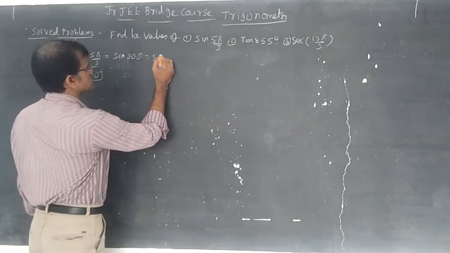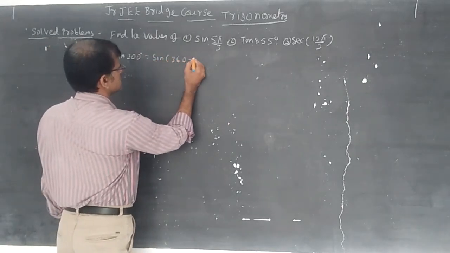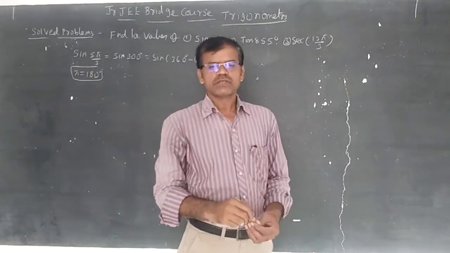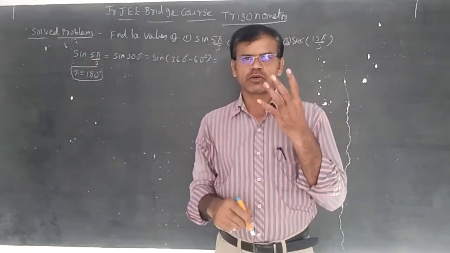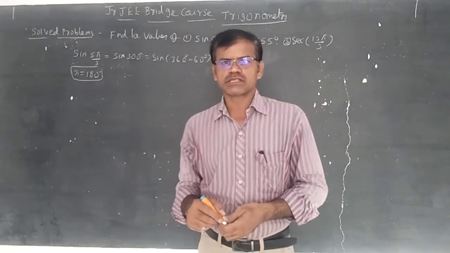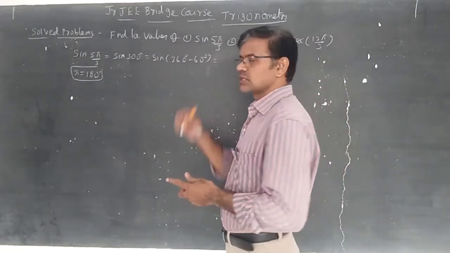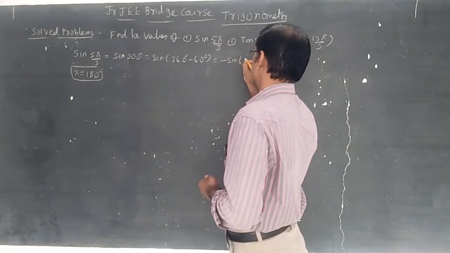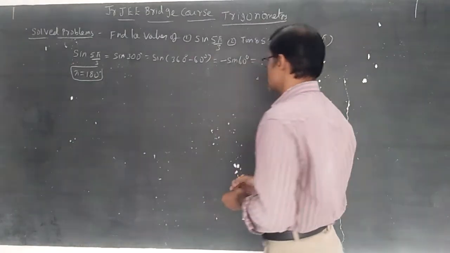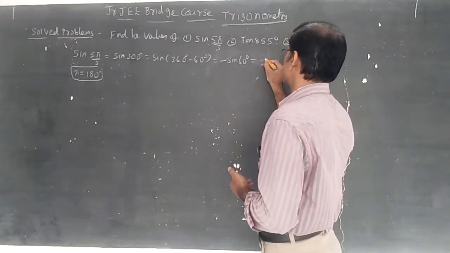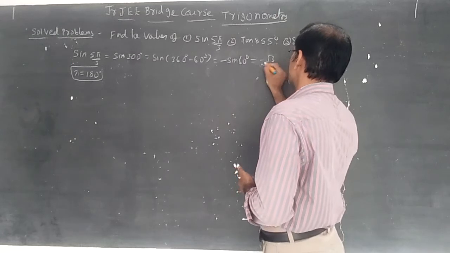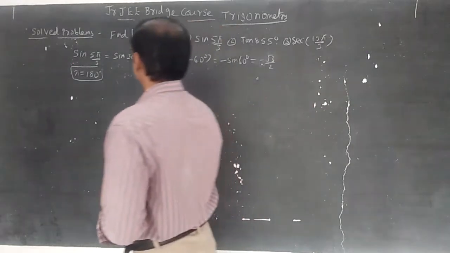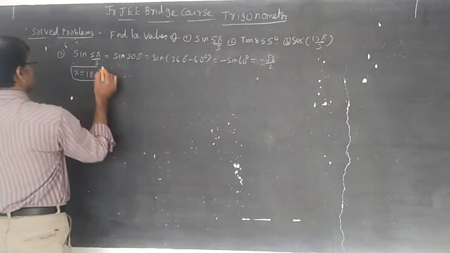Sin 300 degrees, you can understand, is sin of 360 degrees minus 60 degrees. Sin of 360 minus theta means fourth quadrant. In the fourth quadrant, sin theta becomes negative. Whenever 360 is there, the trigonometric functions will not change to their respective co-functions. So simply you can write minus sin 60. We have drawn the table and found the value of sin 60 is root 3 by 2, so the answer is minus root 3 by 2. This is the first question.